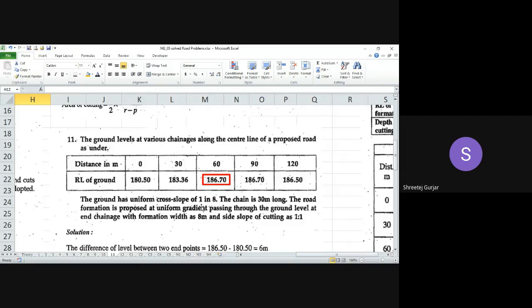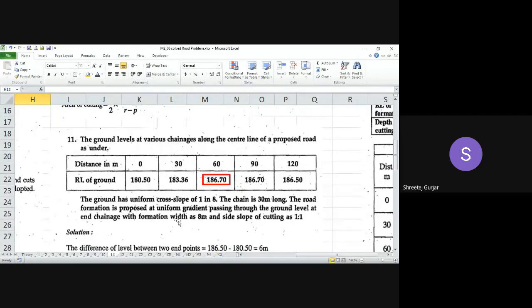What do you mean by cross slope? It is nothing but your transverse slope. So transverse slope, small r, is equal to 8. Remember, small r is equal to 8. Chainage interval is just 30 meters. The road formation is proposed at uniform gradient passing through the ground level at end chainages. This statement which they have given is very important.